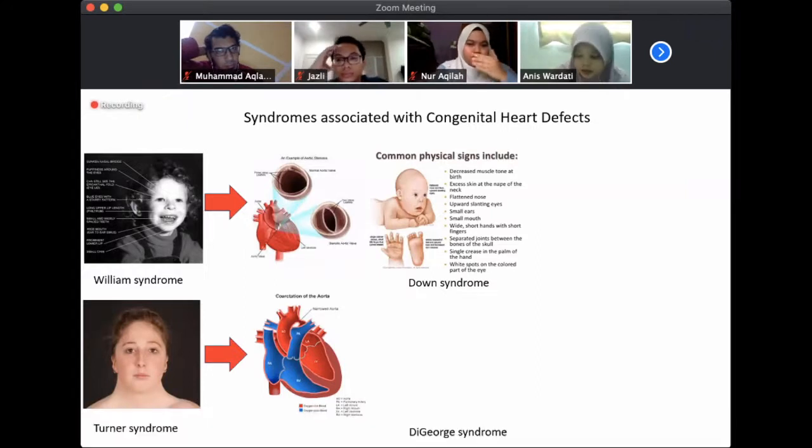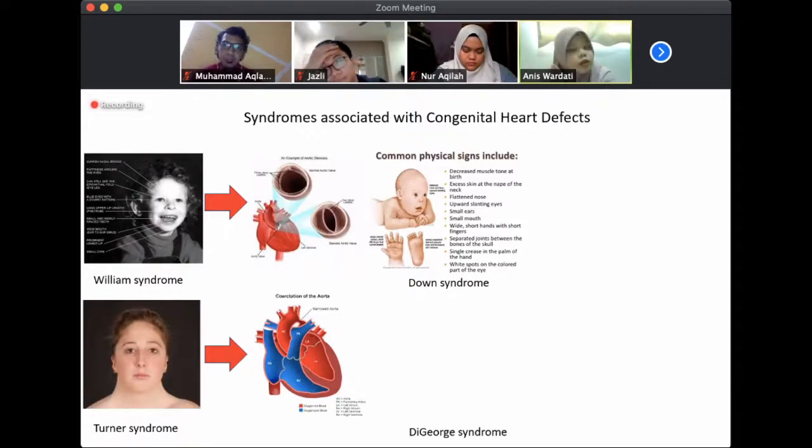So, continue with Down syndrome. Basically, Down syndrome, or by another name trisomy 21. What does trisomy mean? There is an extra chromosome at position 21. Because of this extra chromosome, the hypothesis is that there will be overexpression of the genes on chromosome 21. Therefore, it leads to the phenotypic abnormalities that we can see in Down syndrome.